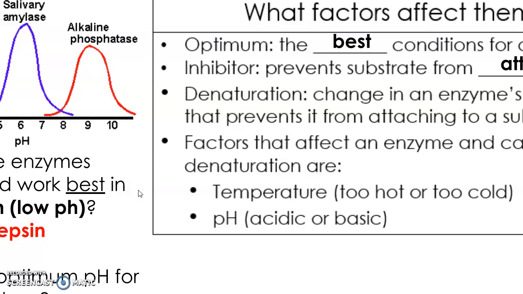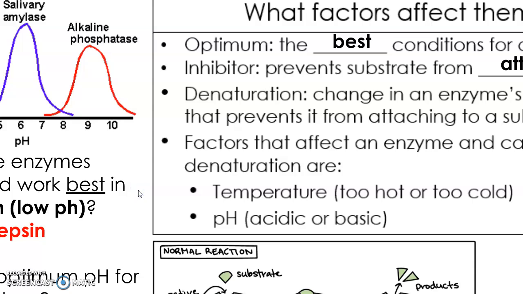So inhibitor, it prevents substrate from attaching. So here's the substrate attaching. So an inhibitor will prevent that from happening. So it kind of comes in and sneaks in and attaches itself without the substrate being able to attach. It's kind of like jumping in a line so your best friend can't get lunch before you.